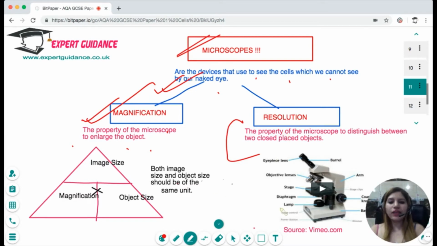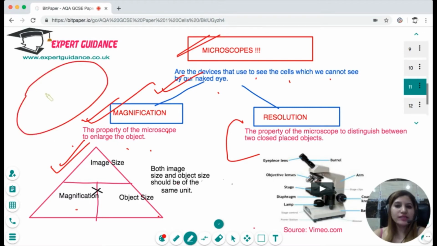Now, magnification is calculated by the image size over the object size. Now, this is an important question. In the exam, they can give you an image size and ask you to find the object size if the magnification is given, or the image size and object size are given to you and ask you the magnification. Or to make it a little complicated, they can give you a cell and say that this diameter is 2 micrometer in reality, calculate the magnification.